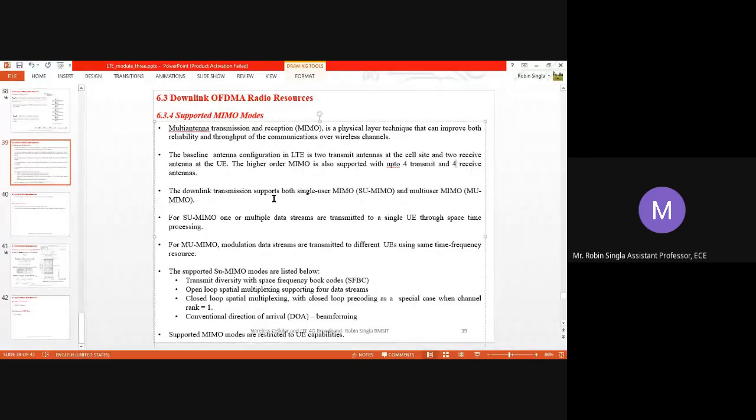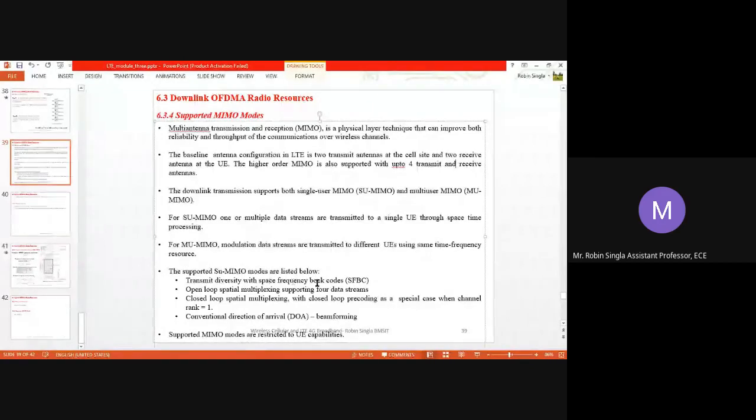The downlink transmission supports both single user MIMO and multi-user MIMO. For single user MIMO, one or multiple data streams are transmitted to a single user through space-time processing. And for multi-user MIMO, multiple data streams are transmitted to different users using the same time-frequency resource. These are the modes of single user MIMO which are supported.